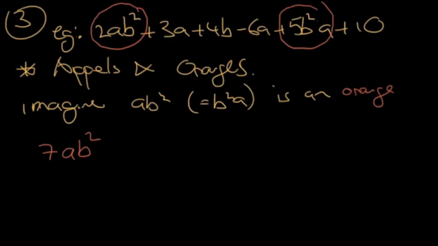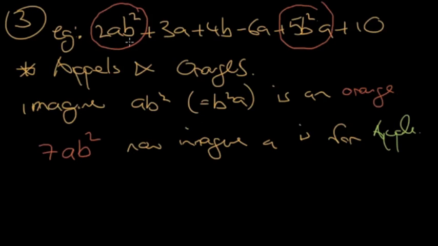Now, we could imagine A is for apple. Okay, so how many A's have we got? Well, we've got 3 A's there, but we've got minus 6 A's there. So we've got all up minus 3 A's.